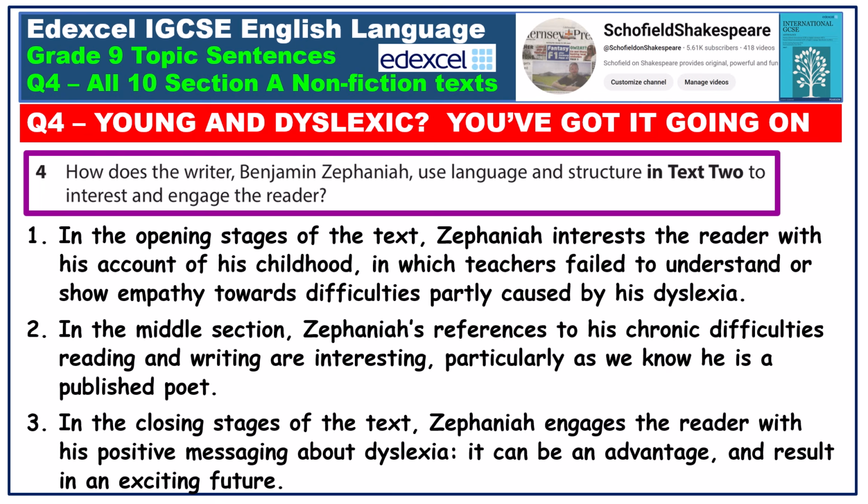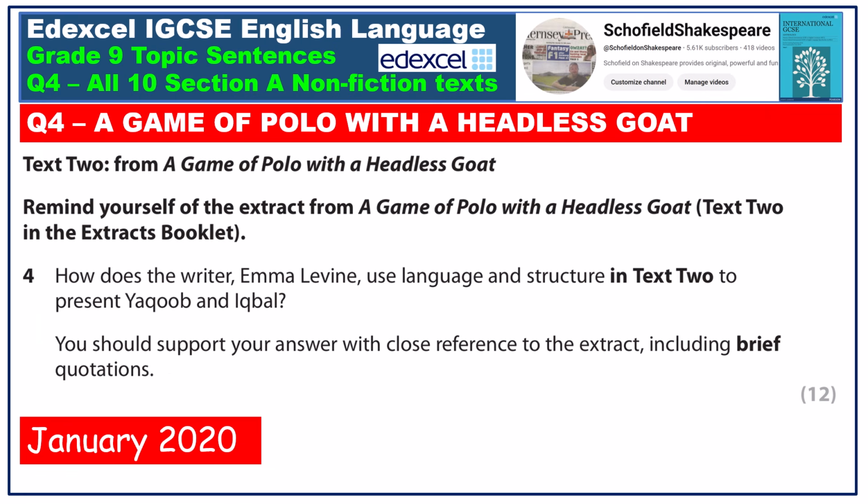You've been waiting a long time for that load of nonsense entitled A Game of Polo with a Headless Goat. And in January 2020, the question was, how does the writer use language and structure in text 2 to present Yaqub and Iqbal? Reread the text as necessary, write those topic sentences, press pause.